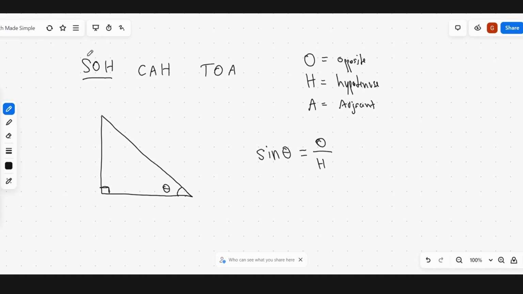So the second letter goes on top, the third letter on the bottom. CAH, C-A-H, that means the cosine of theta is equal to A over H, so adjacent over hypotenuse. And then finally, TOA, T means tangent of theta is equal to O over A, opposite over adjacent. So if we take this angle theta right here, the opposite side is going to be over here. The adjacent side is right next to the angle, and the hypotenuse, as always, is opposite the 90-degree angle.